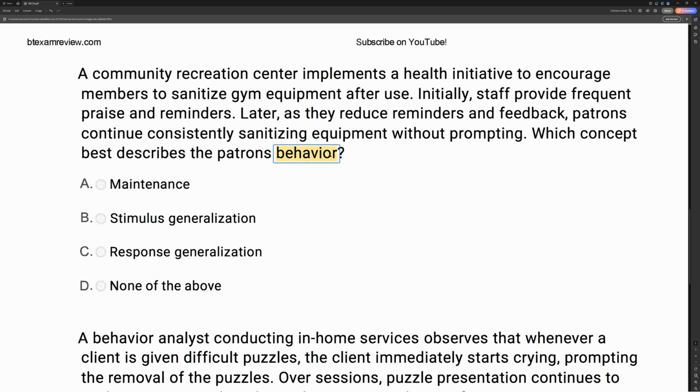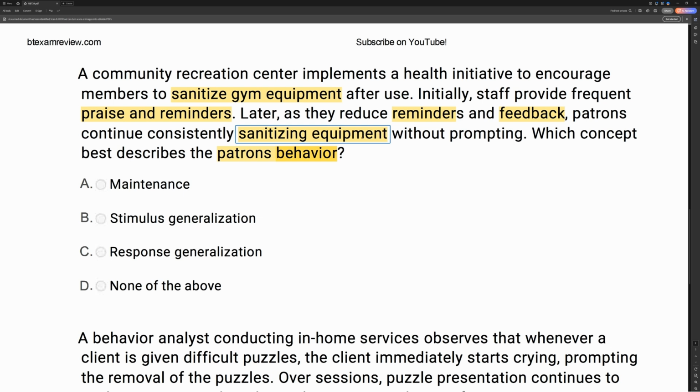So looking at the behavior of these patrons or these members, we know the community center is trying to implement a health initiative for these members to sanitize gym equipment. They are providing frequent praise and reminders, so reinforcement and prompts. Then they start to reduce the prompts and the reinforcement, yet patrons continue to sanitize equipment. So, what do we call it when we teach something, we reinforce something, and then we start fading out the teaching and reinforcement, and yet the skill continues?